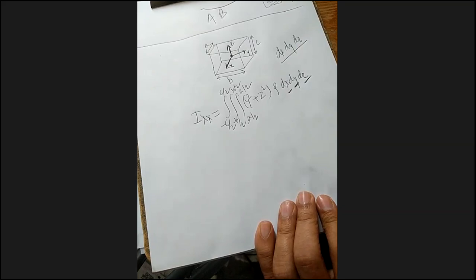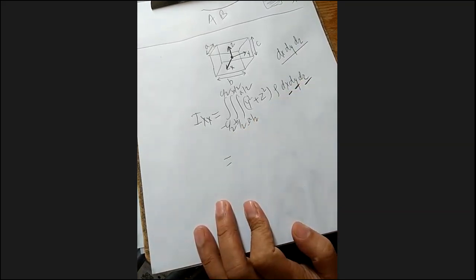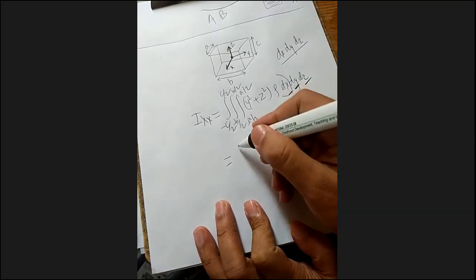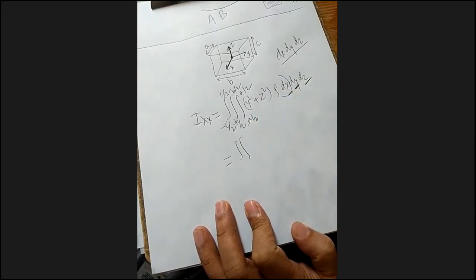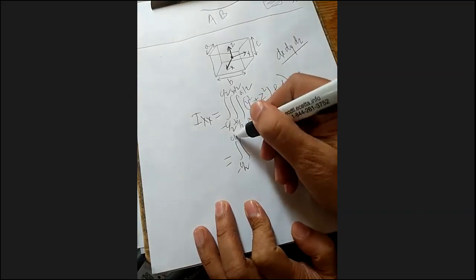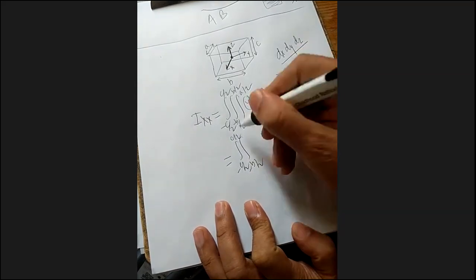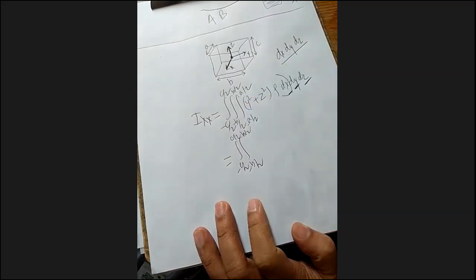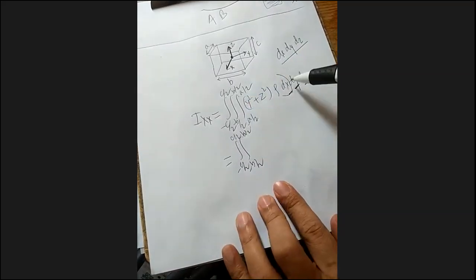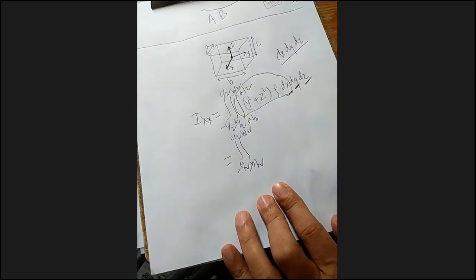So how do you integrate this? Let's do one by one. Which one do you want to do first? You want to do x first, then we'll do y, then z, right? So we have y and z here. So I can write negative C/2 to C/2. Similarly, I can write negative B/2 to B/2. Then let's do the integration with respect to x here for this one.